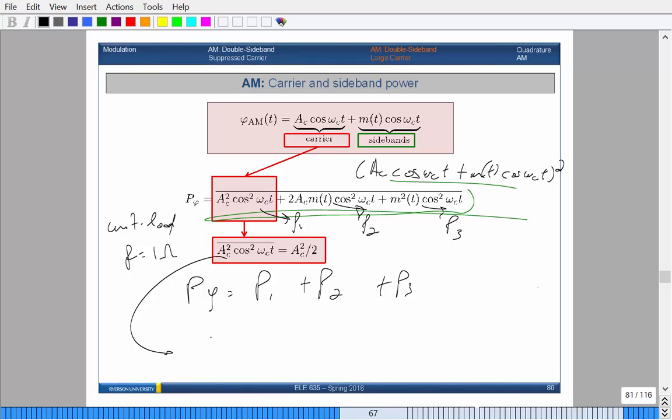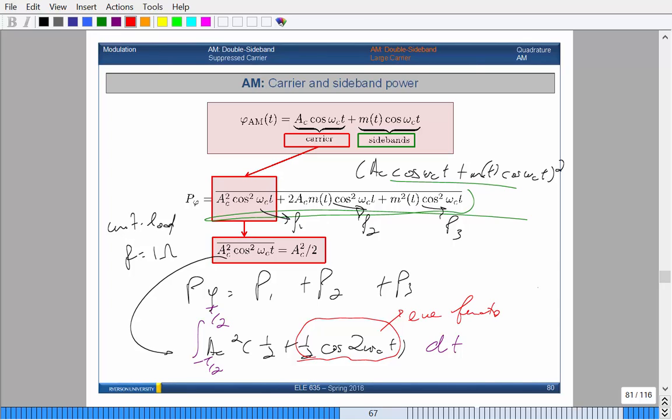Remember that you can express this as 1/2 plus 1/2 cos 2 omega ct. Then we can expand this out, and you'll get A of C squared and so on. When you find the integral of this over a period, remember that this is an even function, and when you find the integral of this over a period, that integral goes to 0. So what's left is just this term, which is what we have here.